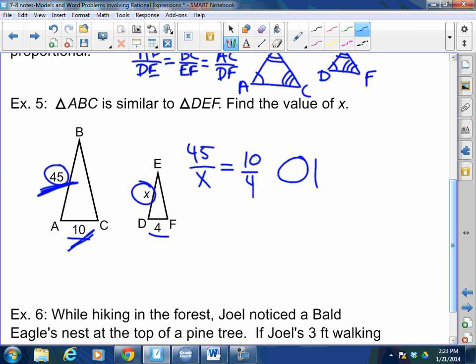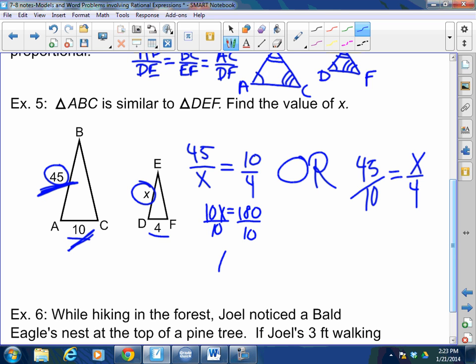Or you could do 45 to 10 has to equal X to 4. I really don't care what you do. I'm not trying to be sarcastic. 45 times 4 is 180, so 10X equals 180. Divide by 10, X equals 18. Pretty simple, right? Okay.